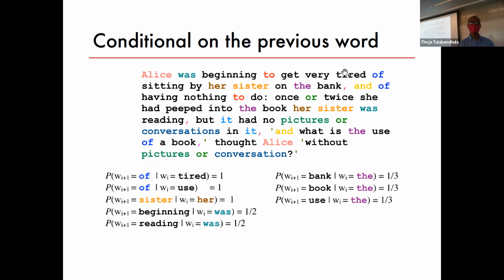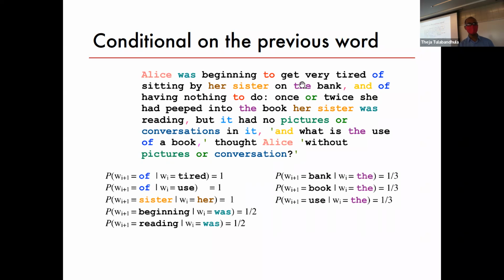What is the probability of off given tired? It is one. What is the probability of off given use? It is one. There are going to be many such pairs, in fact 56 or 66 different choices. Some pairs will have appropriate counts and some will not. So for example, if the word the appears, what is the probability that the next word is bank?